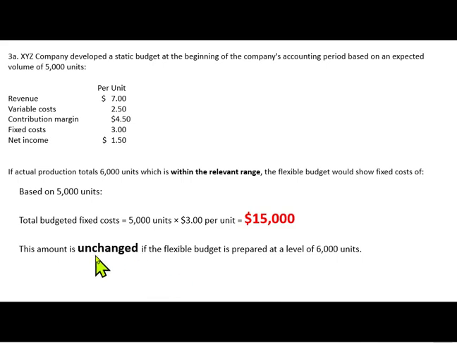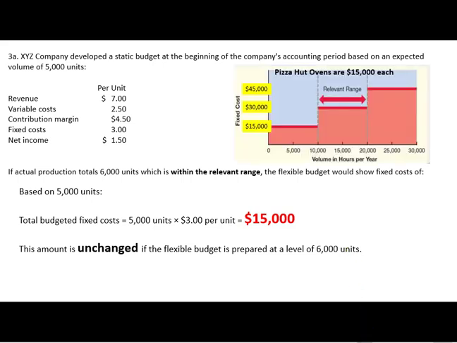So the amount is unchanged if the flexible budget is prepared at a level of 6,000 units. So that's what the answer is. And if you're a little rusty on what relevant range means, it means that if we are a pizza company like Pizza Hut, and Pizza Hut ovens are $15,000 a piece, well, if we have one oven, which is $15,000, that oven will produce all the way from 0 all the way up to 10,000 pizzas an hour.